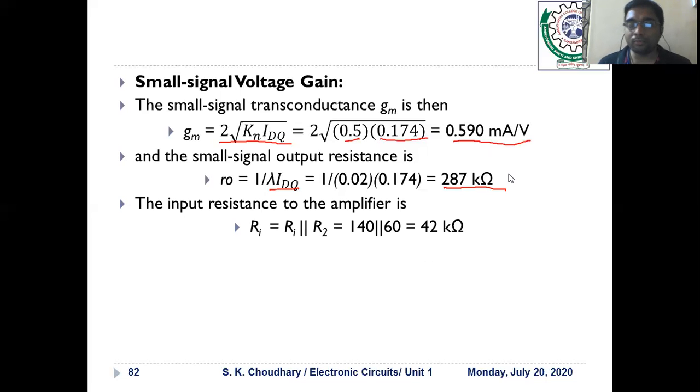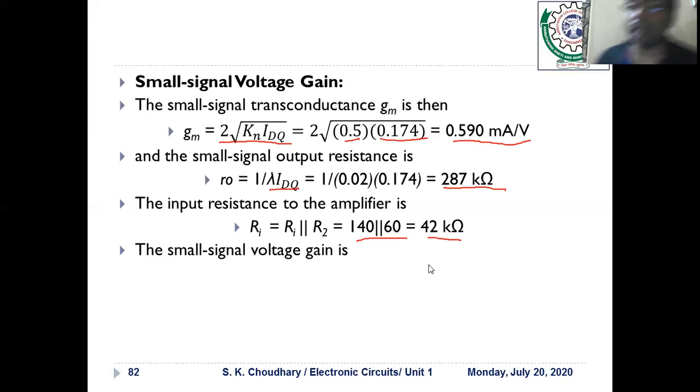So what is the value of this input resistance? Ri is equal to 140K parallel with 60K, that is 42K. Here we have not considered the RSI, because it is very small as compared to this, so it would be negligible. But RSI would make an impact on the voltage gain. So in the formula of voltage gain, we have to consider the effect of RSI.